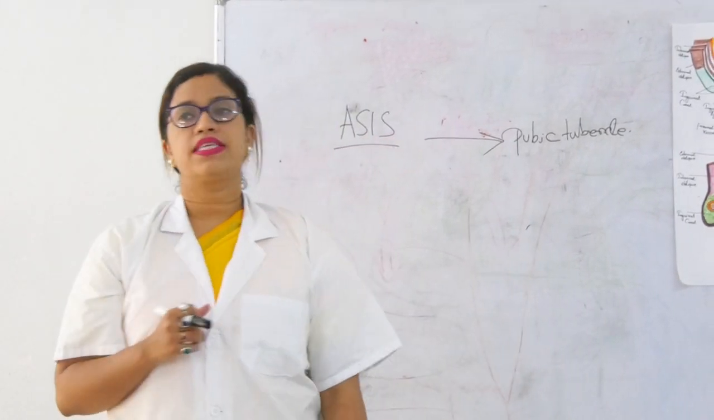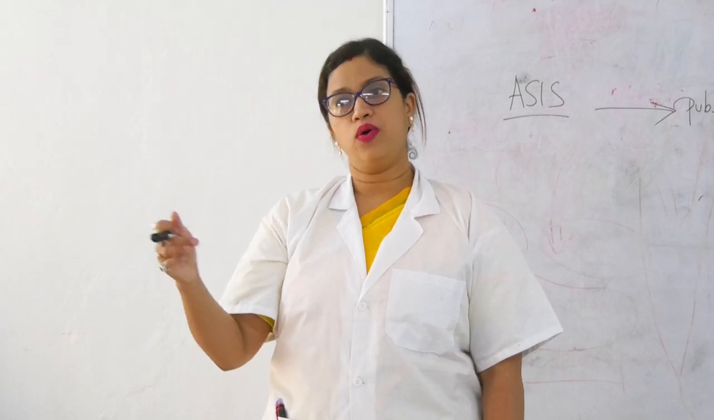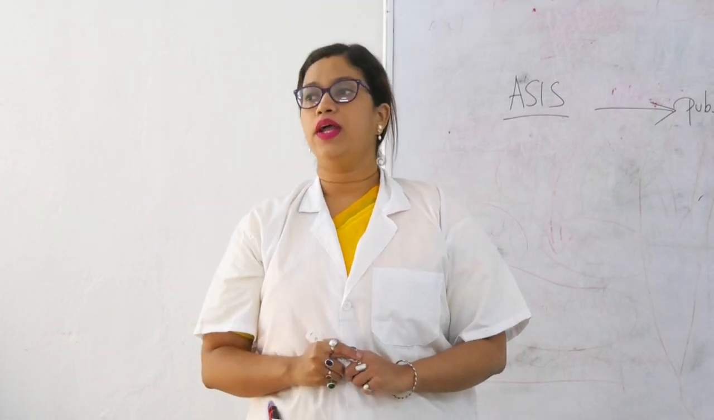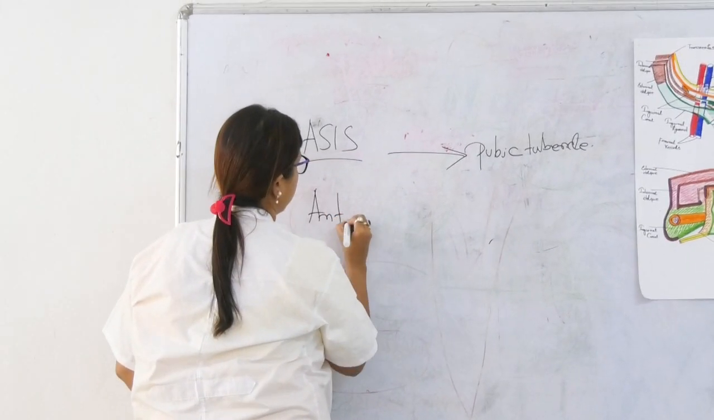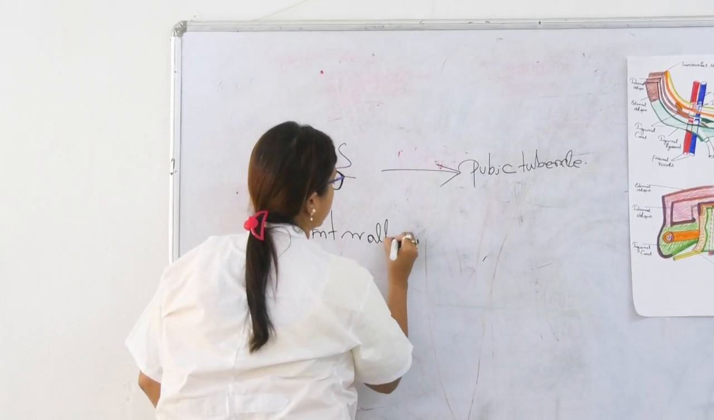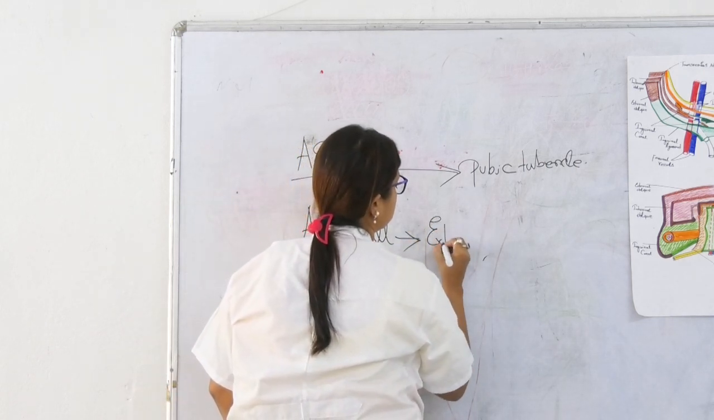Now we will see, because it is a pipe-like structure, what would be its boundaries? Number one, write it down. Anterior wall. Anterior wall is formed by the external oblique aponeurosis.